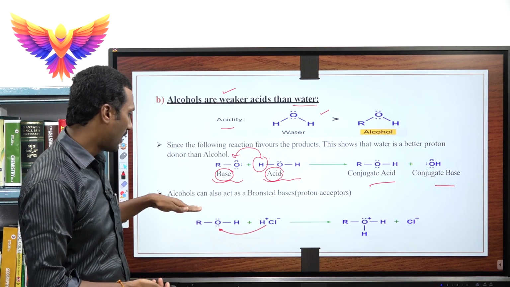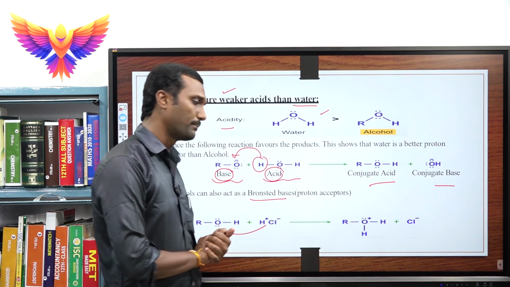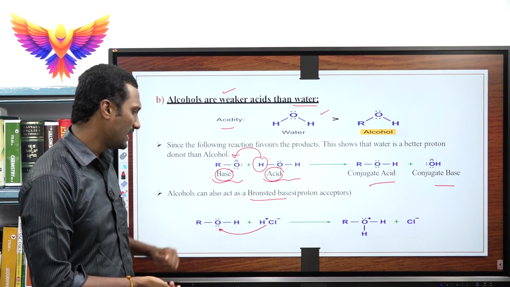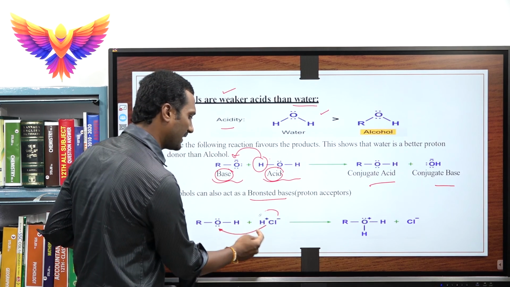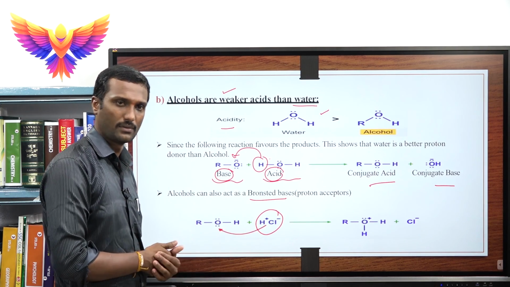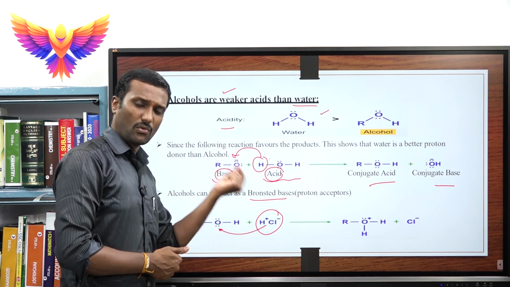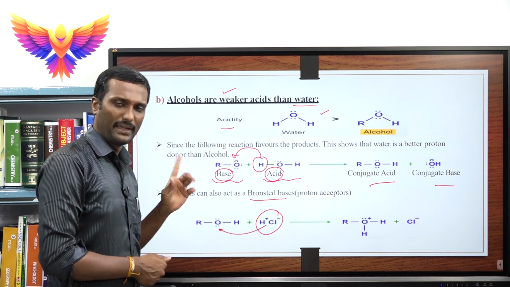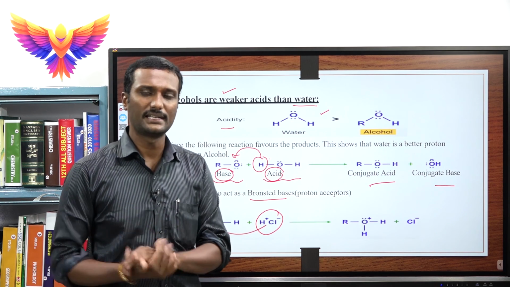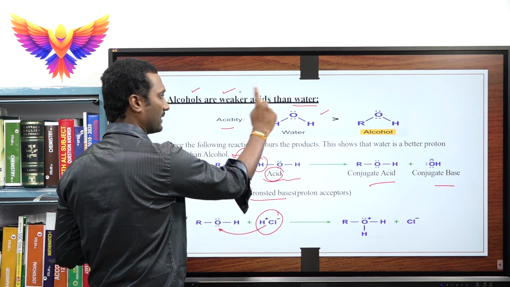And again, alcohols can also act as a Bronsted base. What is the meaning of Bronsted base? That is the proton acceptor, right? You can see here that when alcohol reacts with HCl, HCl is a stronger acid than the alcohol, because comparing with it, water is a stronger acid than the alcohol. Make a note, because in the coming class we will study phenols and how the acidic nature varies. So here we have taken only alcohol and water.